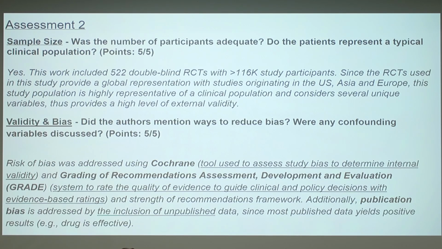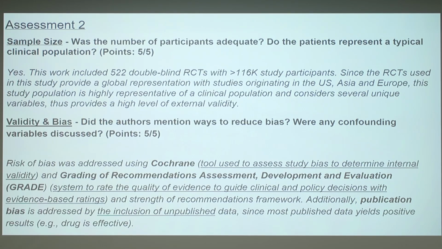In terms of sample size, was the number adequate? Does it represent a typical population? Yes, they had over 116,000 participants from all over the world, essentially, encompassed in 522 different double-blinded randomized controlled trials. So these studies had high internal validity and high external validity, because the studies are coming from all over the globe with diverse populations of people.